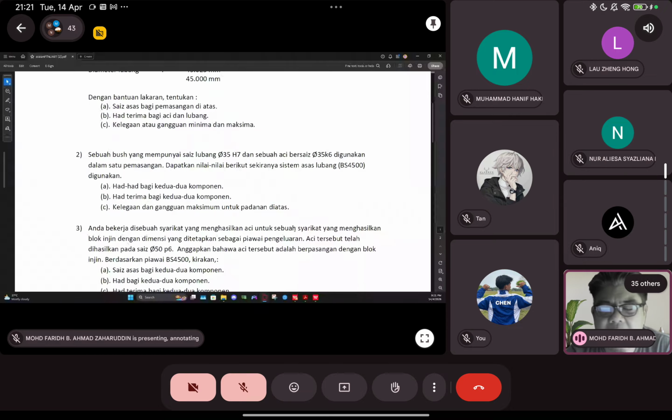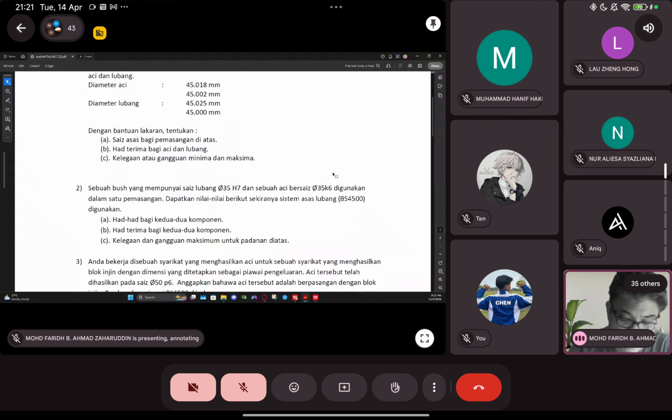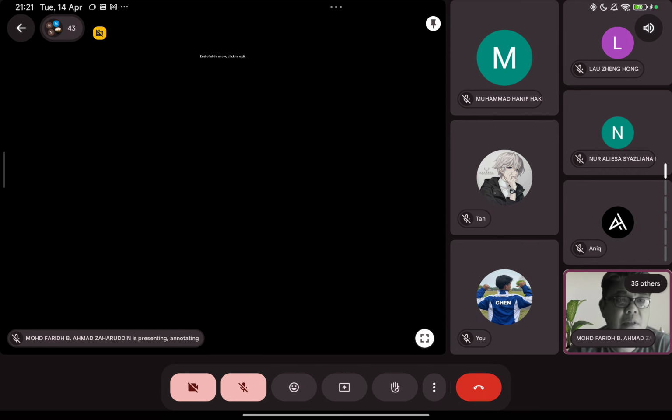Third one, is it clearance fit or interference fit? Please calculate. You need to have the table H7K6. Okay, please refer to the table H7K6. Wait, oops, not this one. The previous one, you have to check the notes. Okay, the previous one. Wait. I'll check with you, is it possible to get this one?